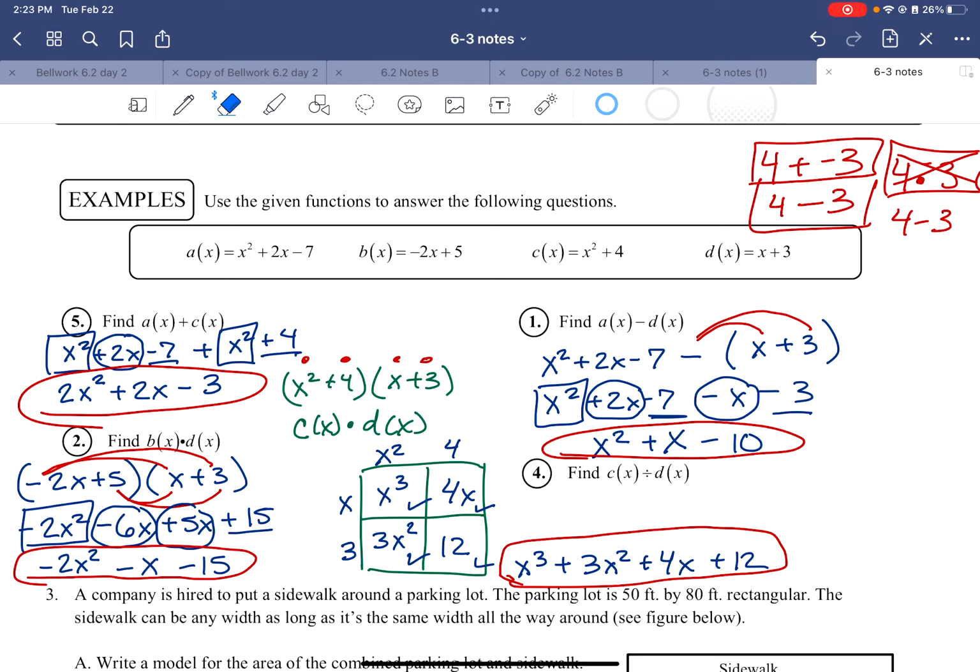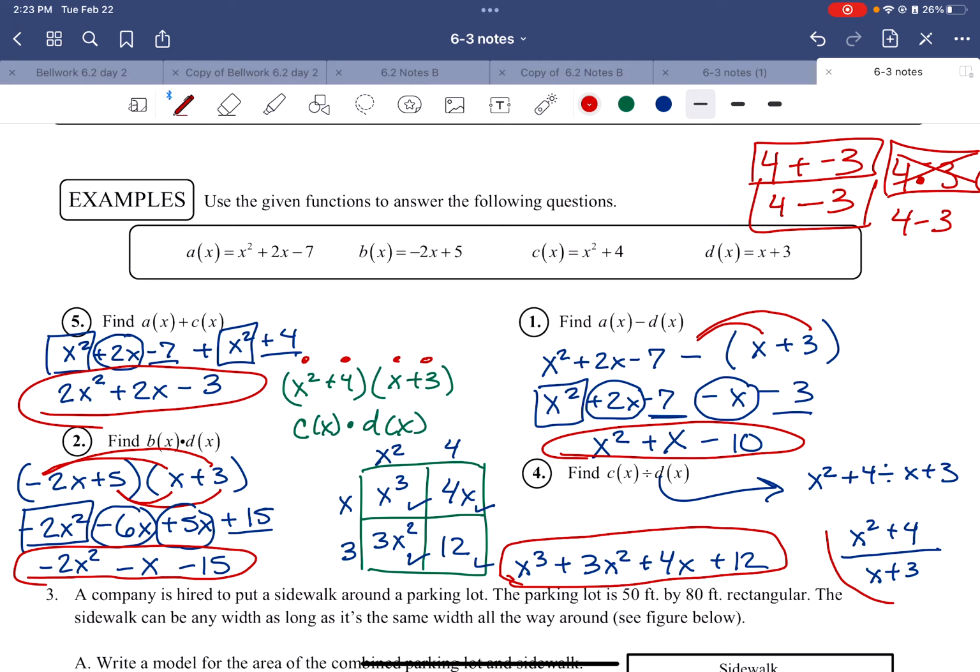All right, last example here is example number 4, and it is dividing. So when we divide, we'll kind of go over here. Okay, when we divide, first of all, c is x squared plus 4, and then we're dividing by d, which is x plus 3. All right, so really all you need to do when you divide is just write the numerator, which in this case is c, so x squared plus 4, over the divisor, x plus 3. So you just write it like that and you are done.